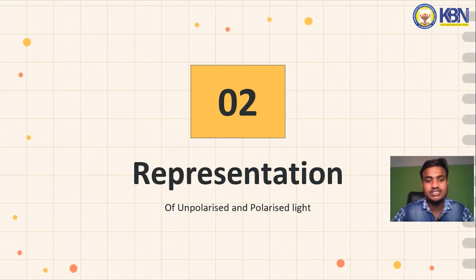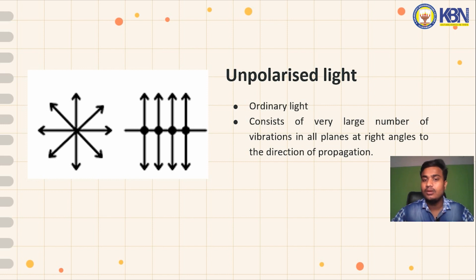Now coming to the next topic, which is representation, how we are going to represent the polarized and unpolarized light. Okay, as I said, unpolarized light is nothing but the ordinary light. It consists of a very large number of vibrations in all planes at right angles to the direction of propagation. Okay, these are the two ways that we are going to represent the unpolarized light or ordinary light.